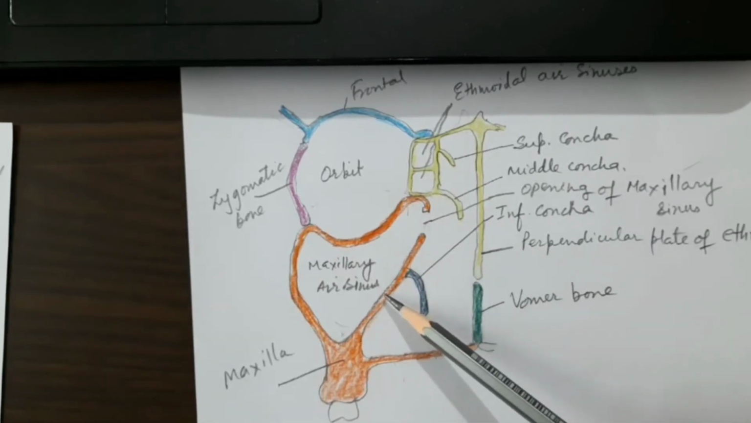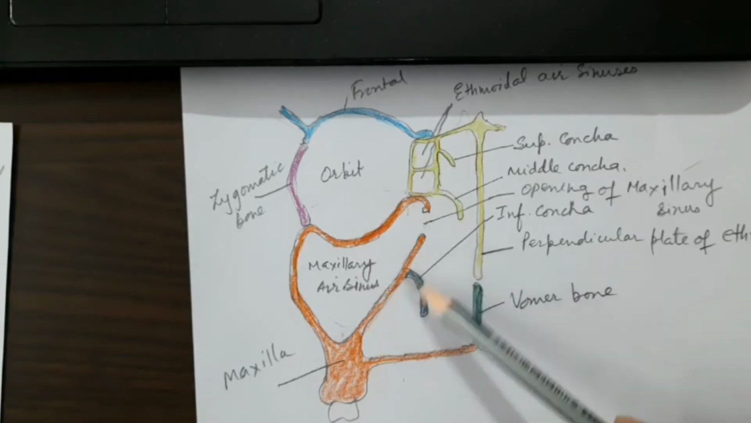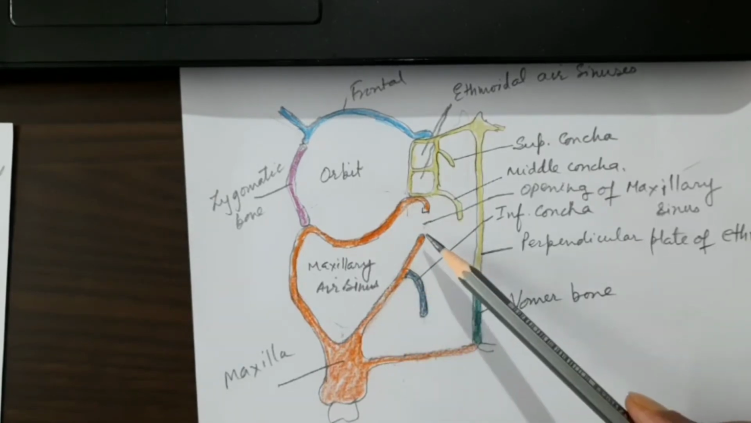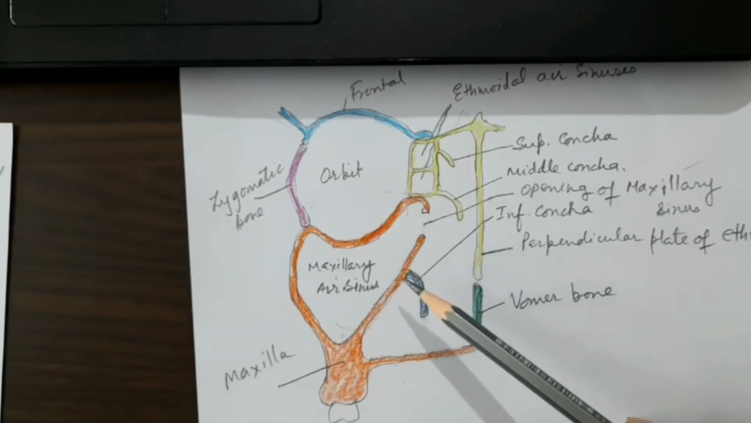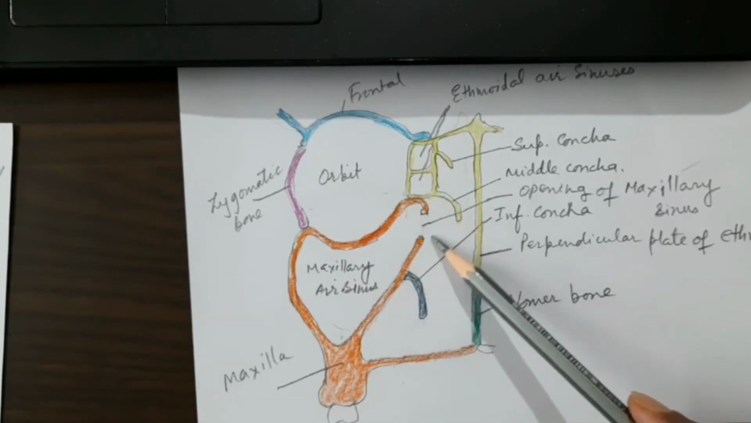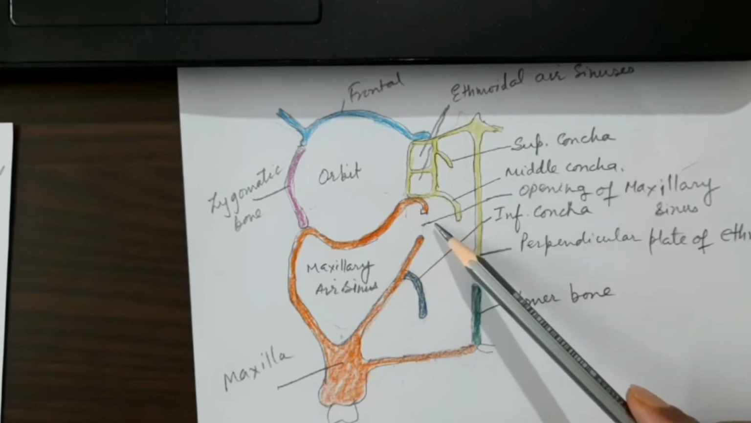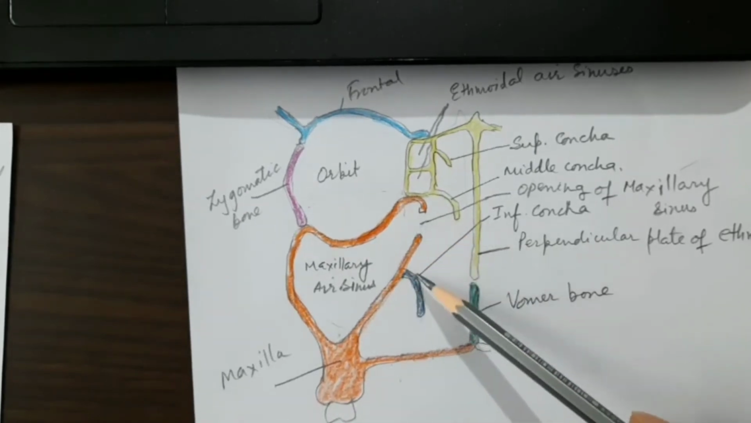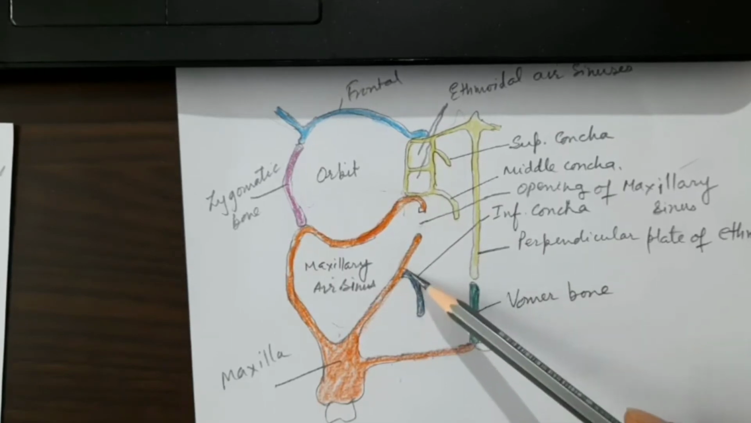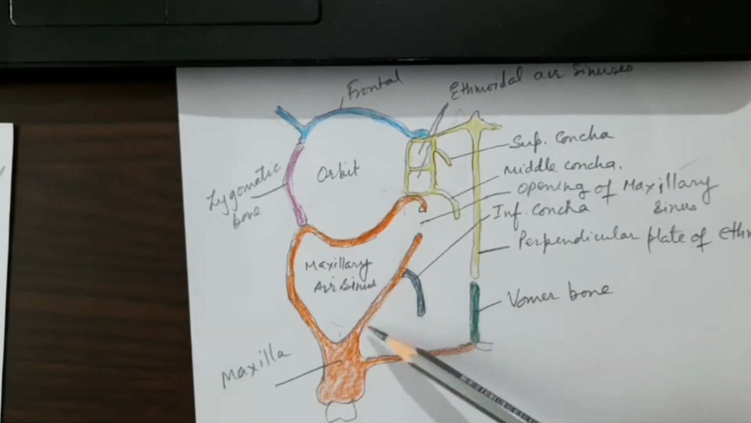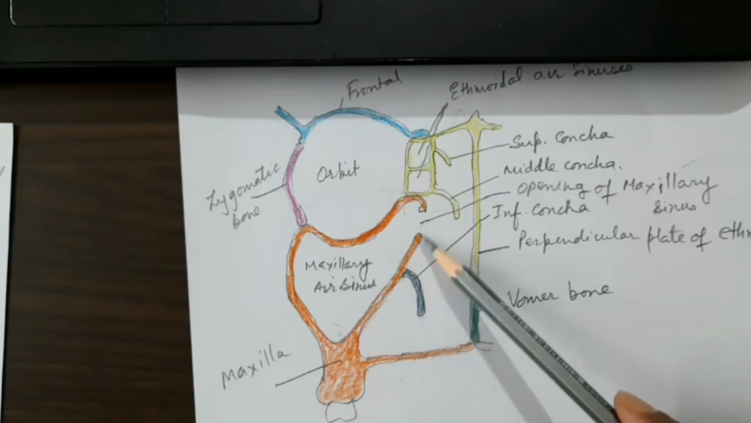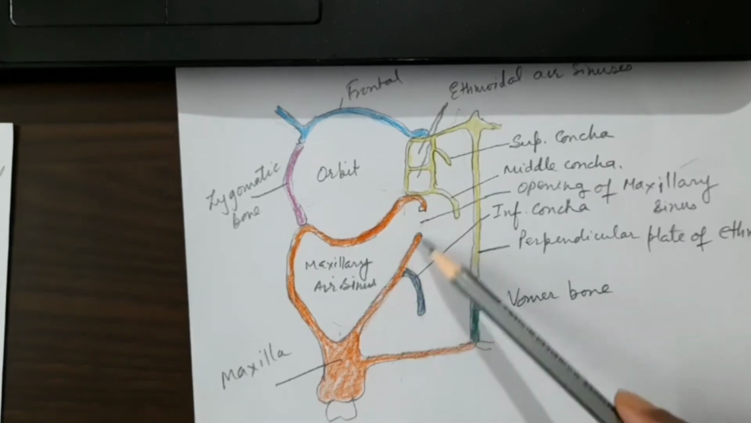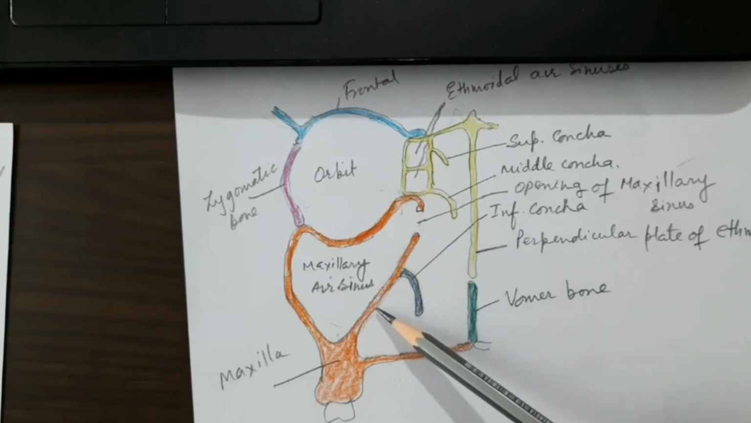This forms the base, and it is forming the lateral wall of the nose. It has a large opening, that is the opening of the maxillary air sinus through the hiatus semilunaris, and this will also give attachment to the inferior concha in the nasal cavity, okay. So this is that base or the medial wall of the maxillary sinus.